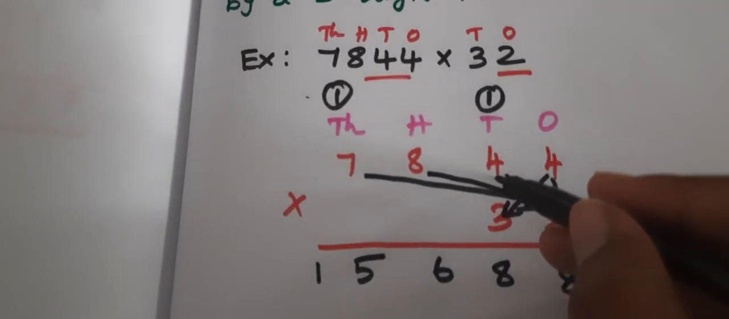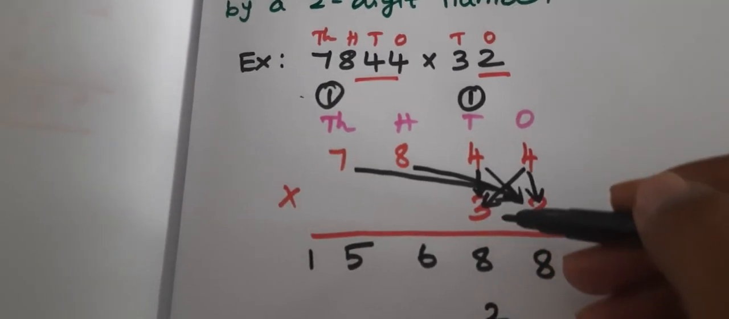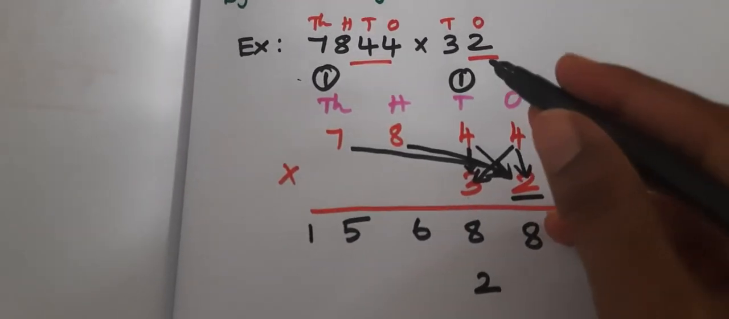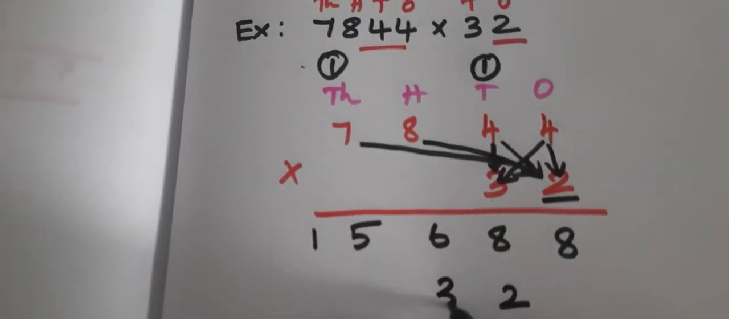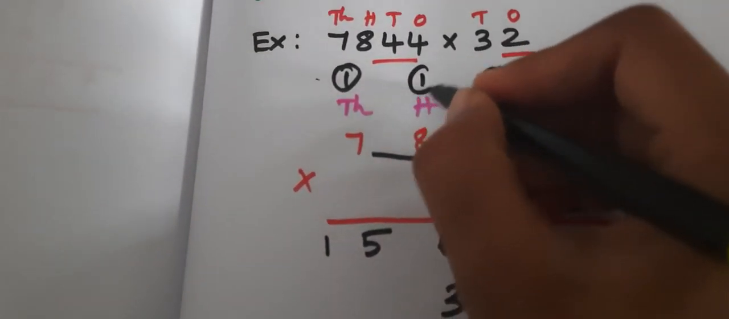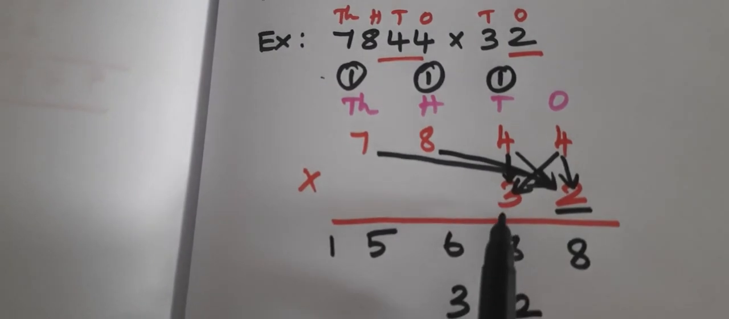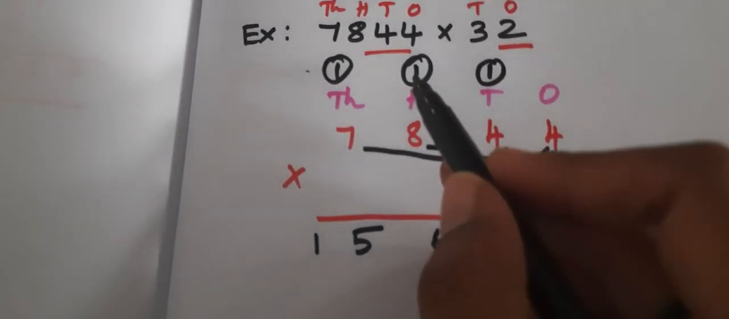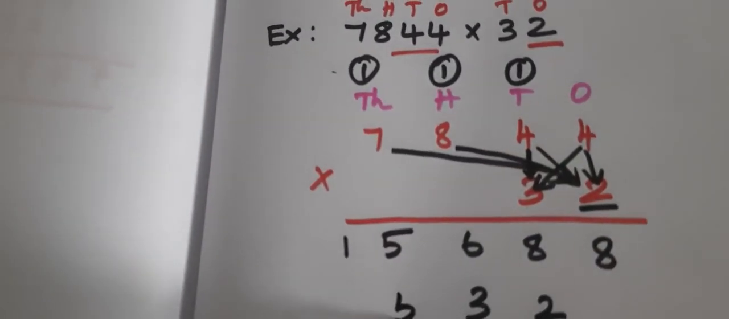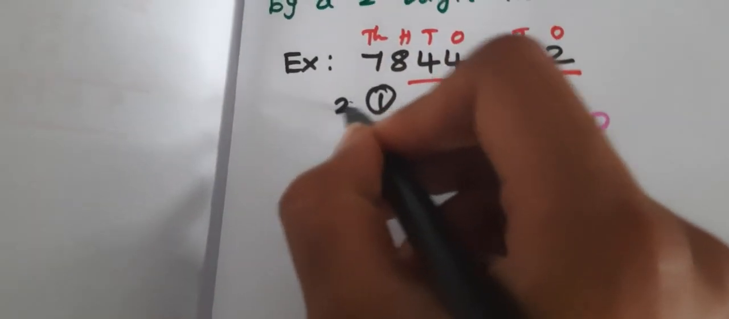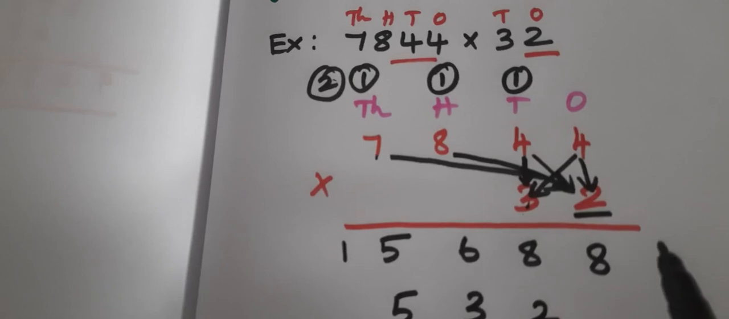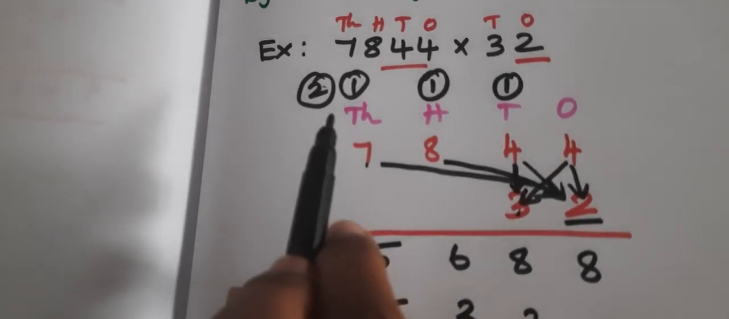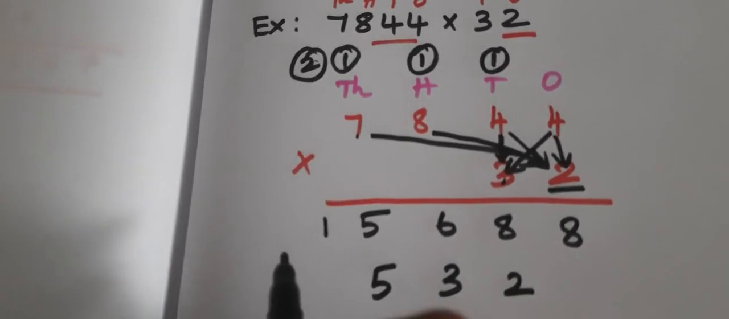4 into 3 again is 12. 12 plus 1 is 13. 3 you have to write here and 1 is a carryover. 8 into 3, it's 24. 24 plus 1, 25. 5 you have to write here and 2 is one more carryover. 7 into 3, it's 21. 21 plus 2 means it's 23.